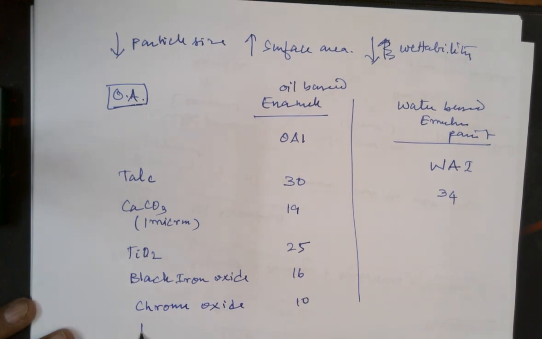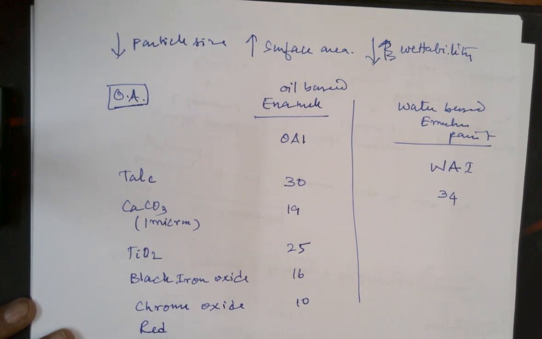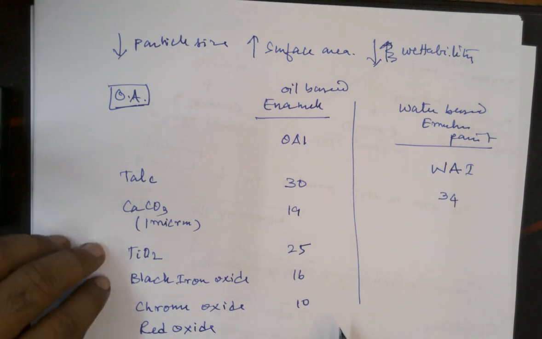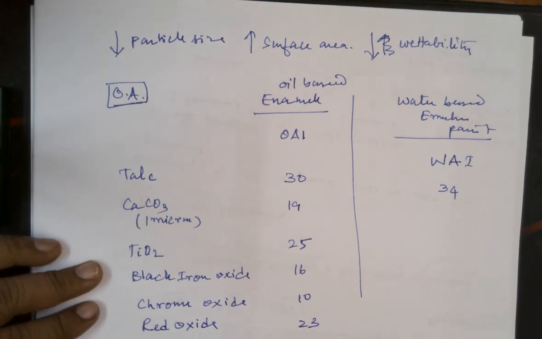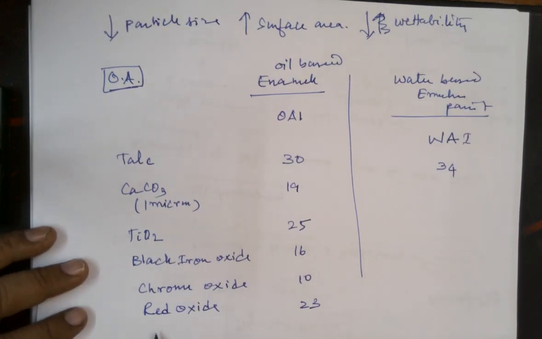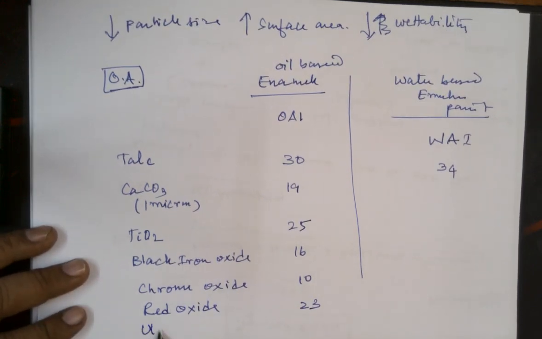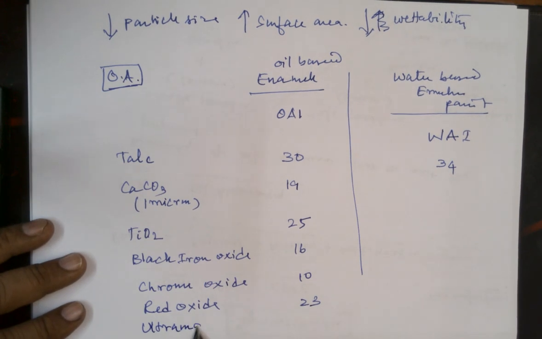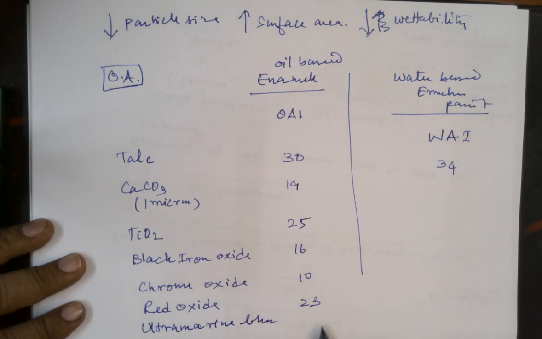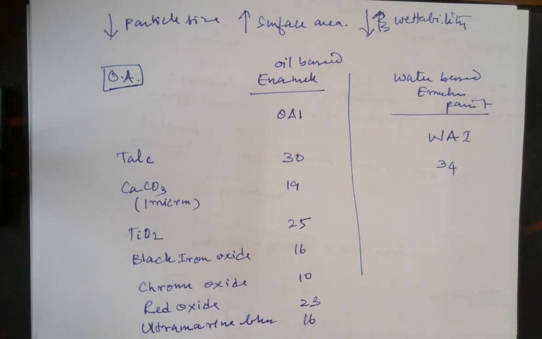And for red oxide, it is 23. So likewise, we have got different values for different types of pigment based on the coarseness and the nature. This is 23. If it is an ultramarine blue, the value is around 16.